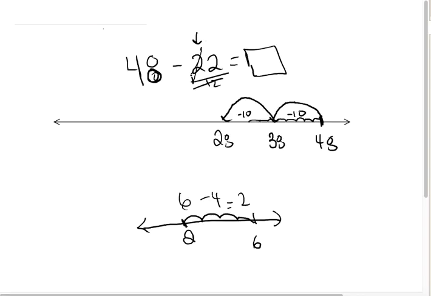So at this point, I've taken away all my 10s. I've taken away 20. And I have 2 more units to take away. So 1, 2, 27, 26. So my end result is 26.